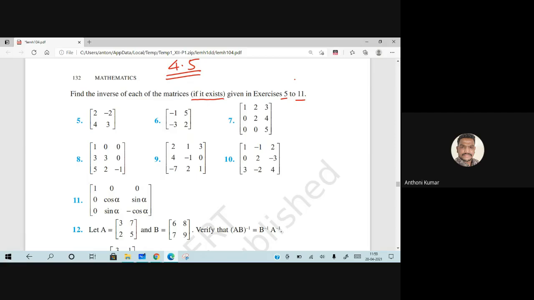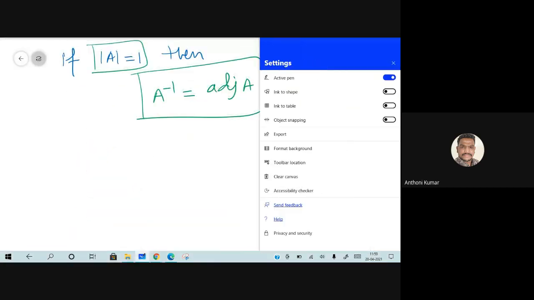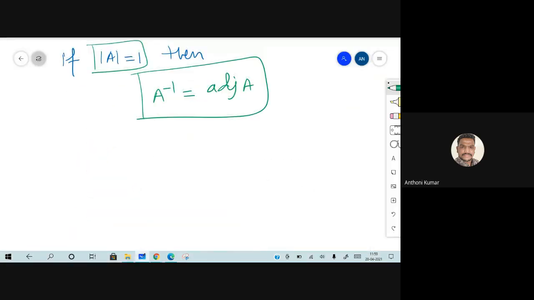One of you, please help me out to write the matrix A. Oh, sorry.